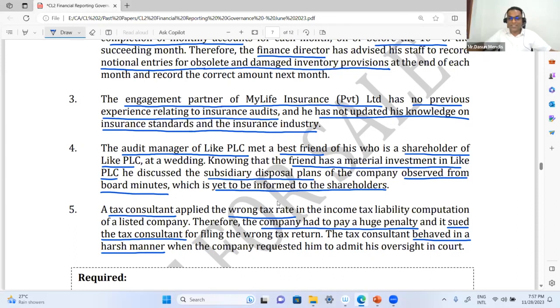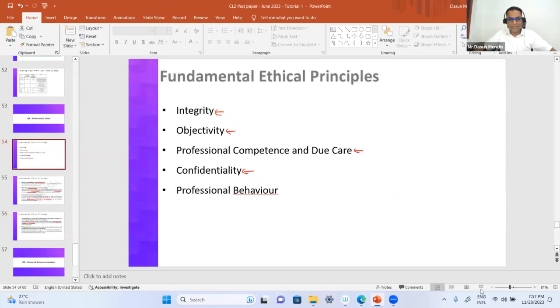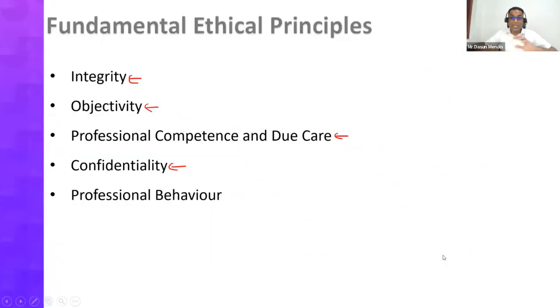So now in this situation, what do you say? Which fundamental ethical principle has been breached? Which one? The last one, right? So what is it? Professional behavior. So what do you mean by professional behavior? The members need to adhere to the laws and regulations. Now, in this case, what is the law and the regulation? Inland Revenue Act. So the member or the tax consultant has not adhered to the relevant income tax law. So he has applied a wrong tax rate.